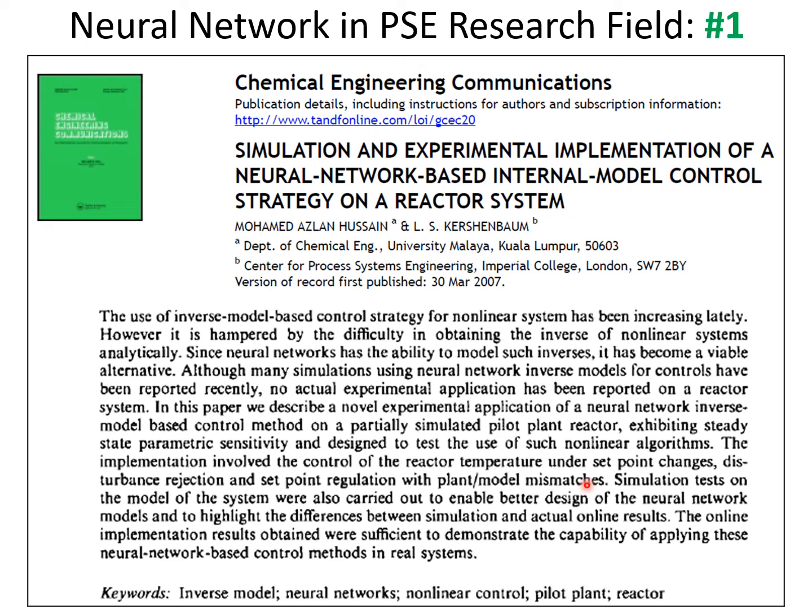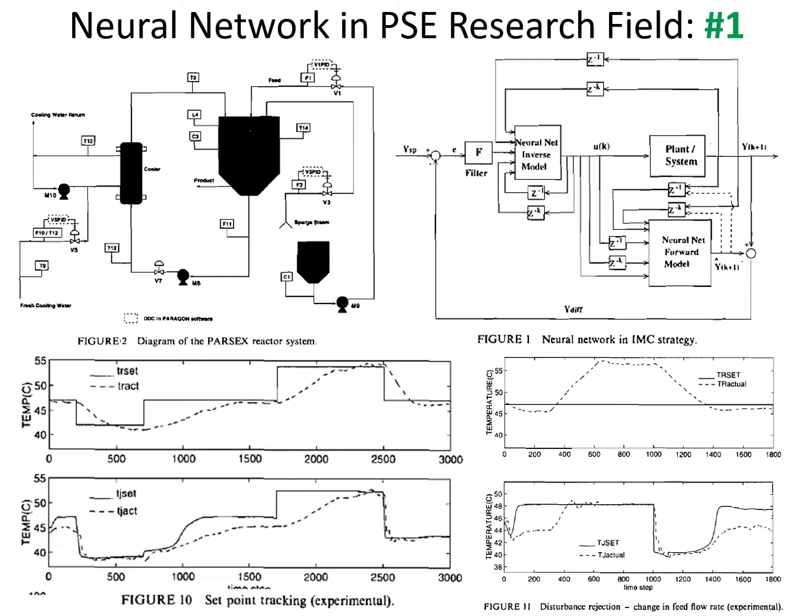And this is an actual pilot plant in the lab, and it's really a very important breakthrough in the use of neural network for real systems, tested for set point and also disturbance rejection. It's able to demonstrate the capability of applying a neural network based control system in a real system. That's the best. The real test is in the real system.